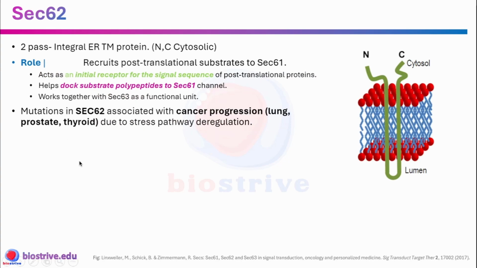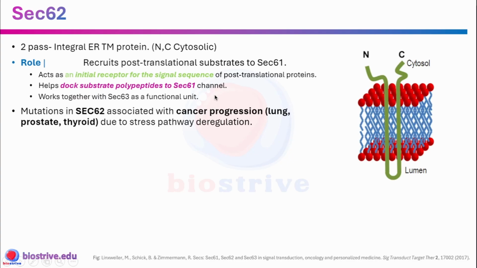In the case of SEC62, both the N and C terminus are cytosolic, and its role is in post-translational substrate recruitment to SEC61. It works with SEC61 and SEC63. It acts as the initial receptor for the signal sequence of post-translational proteins, and mostly this signal sequence is on the C terminus domain. It helps docking of substrate polypeptides to the SEC61 channel, and it works with SEC63 as a complete functional unit.